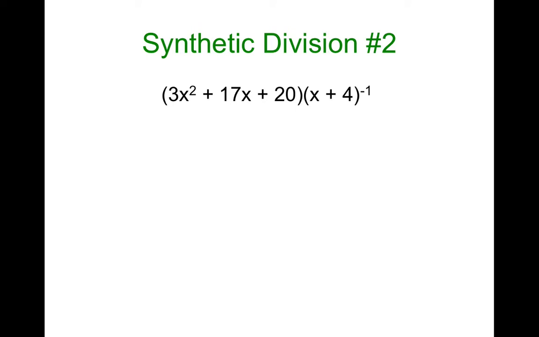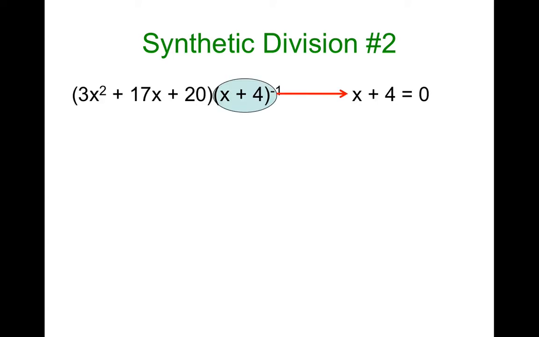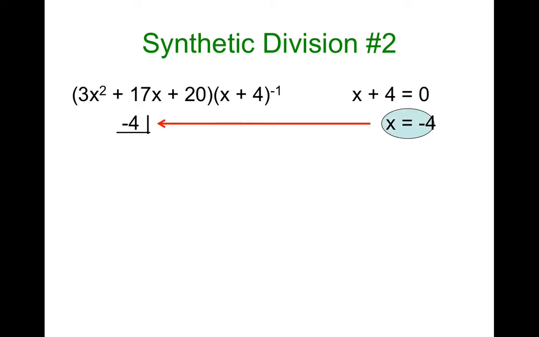Alright, so let's try this a second time. This time we're going to do 3x squared plus 17x plus 20 and divide by x plus 4. Alright, so we start by doing x plus 4 equal to 0 and solving for x. We get x equal to negative 4. That negative 4 goes inside the box. We write down our coefficients. Now, notice that our coefficients are positive like they were in the last one. If, for some reason, you had a minus, then make sure that you treat that coefficient as a negative.